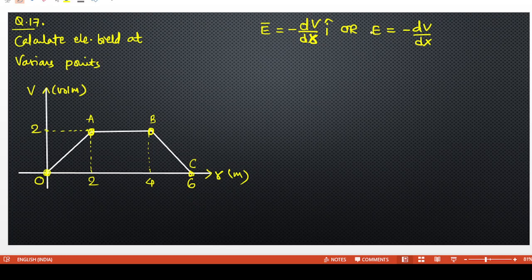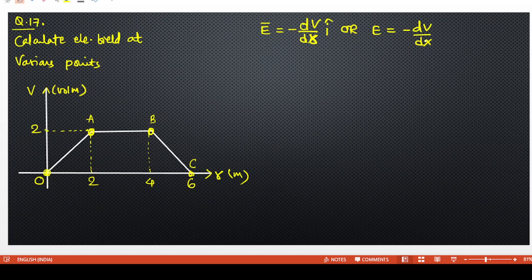While writing we are writing E, but it is still a vector. Here plus and minus is used to indicate the direction. This E is not the magnitude. This E itself is a vector. Because it is one dimensional case, we are not writing E bar.